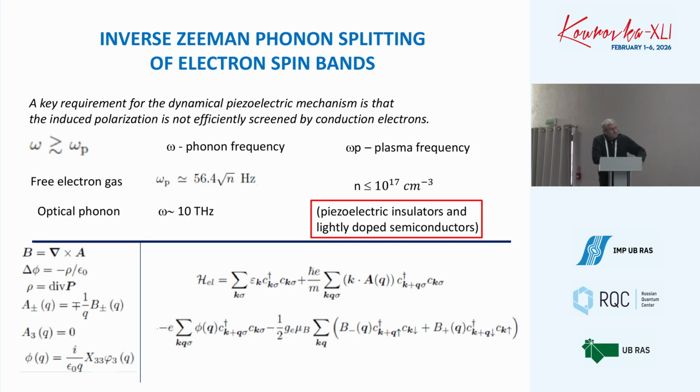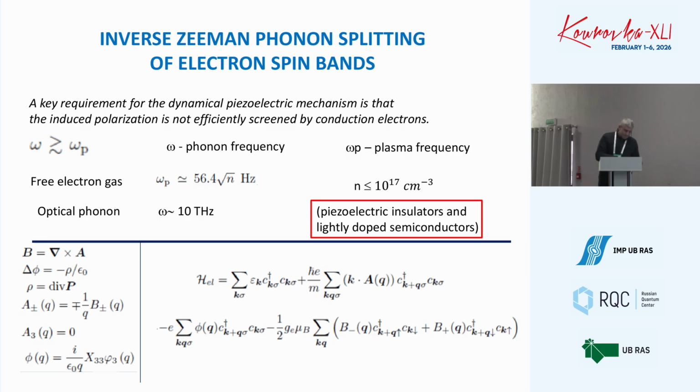But here we have to require that itinerant electrons shouldn't screen the piezoelectric wave. It can be provided if the frequency omega is bigger than the plasma frequency. It leads to a limitation for concentration, and this piezoelectric scenario is valid only for lightly doped semiconductors.